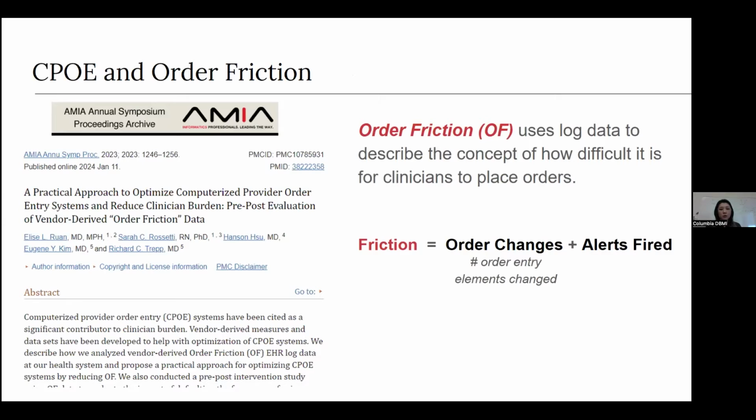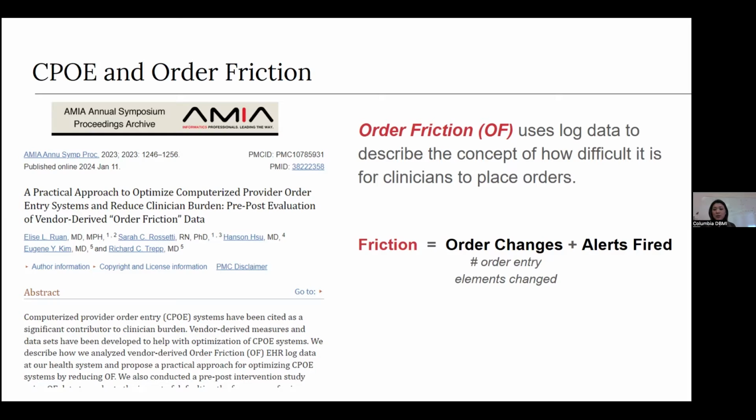And so the activity or workflow I want to talk about is the process of ordering, or the computerized provider order entry system. For those who don't know, the CPOE systems are the main way that much of clinical care and communication is done. So medication orders, lab tests, consult requests, nursing communication are all now done through orders. And the data that I want to talk about is another vendor-derived measure that once again uses aggregated log data called orders friction. And the orders friction aims to quantify how many user-initiated actions are needed to complete an order.